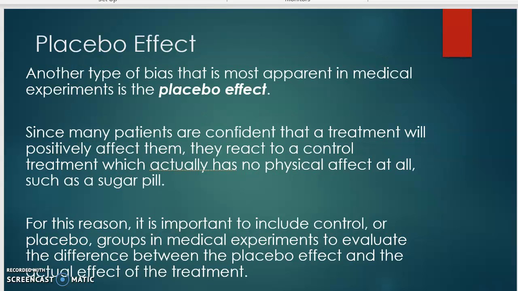The placebo effect you have probably already heard of. It's another type of bias that is most apparent in medical experiments. It's called the placebo effect. Since many patients are confident that a treatment will positively affect them, they react to a control group which actually has no physical effect at all, such as a sugar pill. So just because you think you're being treated, you may start to actually improve.